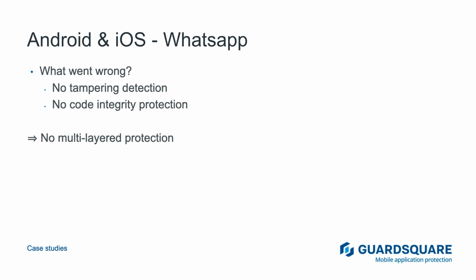So what went wrong here? Well, first of all, there was no tampering detection, making it possible to statically insert this kind of spyware. And of course, no code integrity protection was done in WhatsApp, making it possible for malware to change it dynamically, for example, in order to insert code that shouldn't be executed. So again, it can be easily summarized in one sentence: no multi-layer protection was applied to this application.